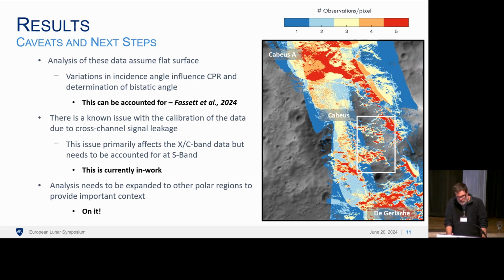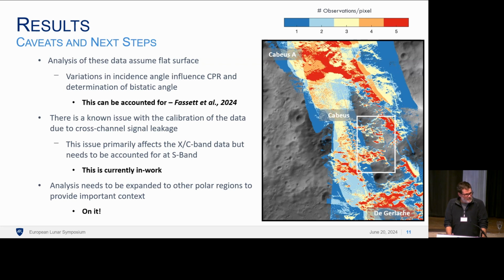There's a known issue in the calibration of the data due to some cross-channel contamination. We recently recognized this at X-band. It was a long-standing issue with our X-band data. And in fact, in the monostatic phase, we didn't take a lot of X-band data because we were struggling with processing those data into images. It took a while, but we finally discovered where the issue was.